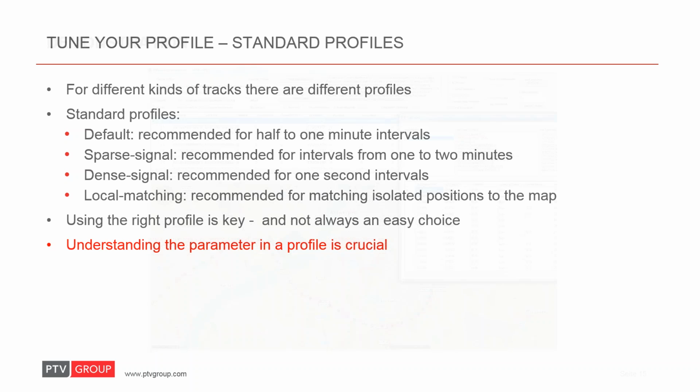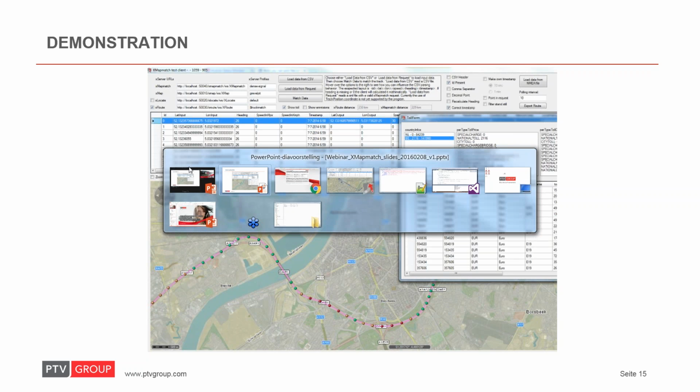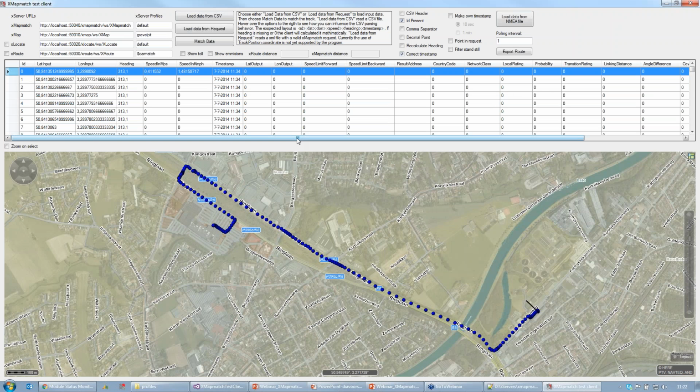So let's have a look at the xMapmatch in action with a little bit of a demonstration. I've written myself a test client in C# where I can load up some data and play around with a bit of profiles, and let's bring that to the front. So right now I've loaded up.